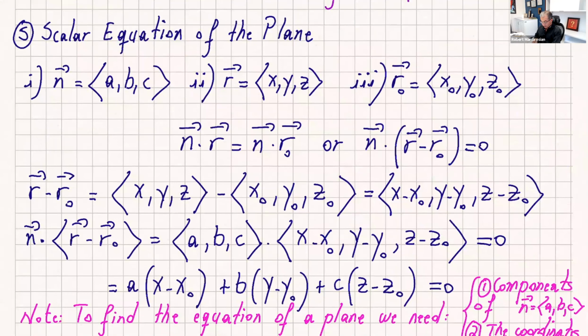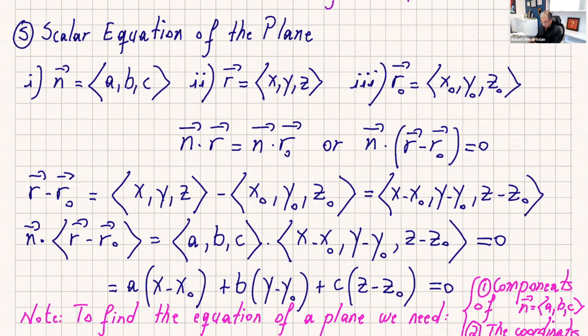We can just say n dot r minus r0 equals 0. It's the same thing. So r minus r0, we can write as x, y, z, the components, minus x naught, y naught, z naught. And if you get that, you get this vector: x minus x naught, y minus y naught, and z minus z naught. So n dot r minus r naught is A, B, C, the components, dot x minus x naught, y minus y naught, and z minus z naught, equals 0.